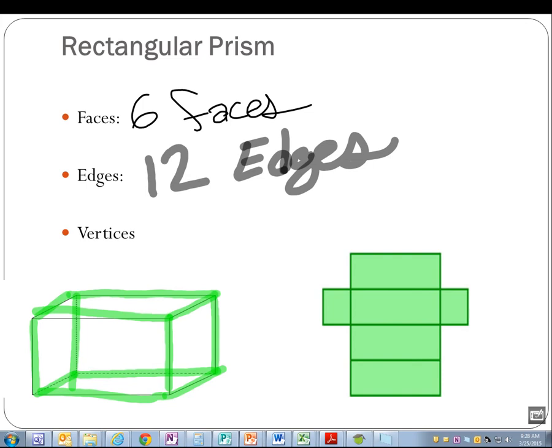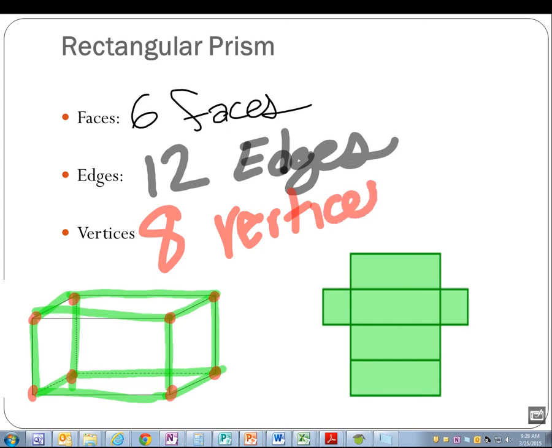Now how about the vertices? I'm going to use red. Count with me. 1, 2, 3, 4, 5, 6, 7, 8. Beautiful. So we have 8 vertices.